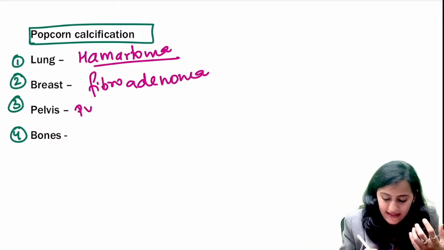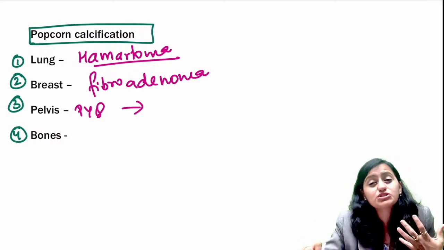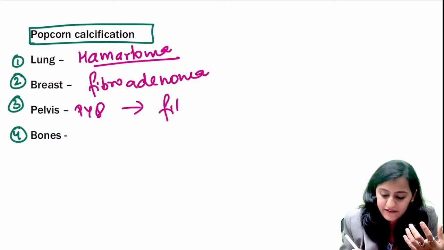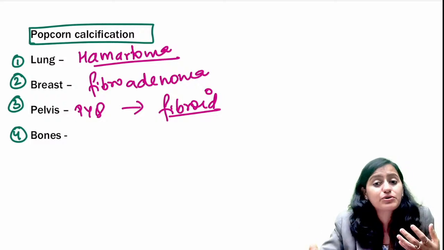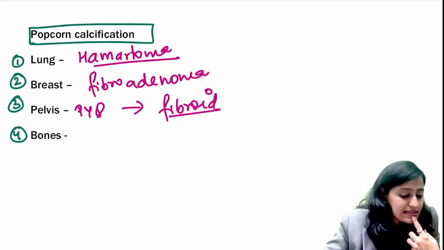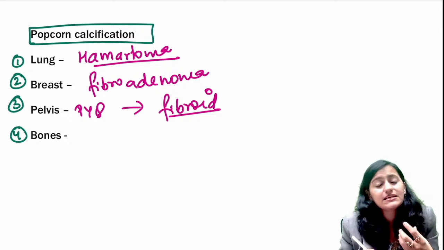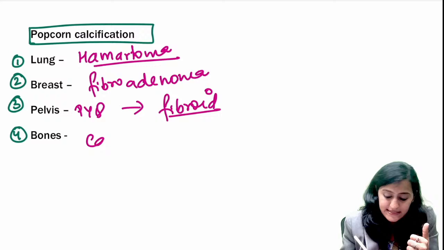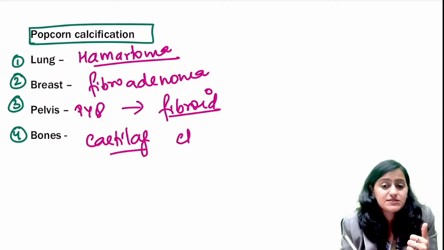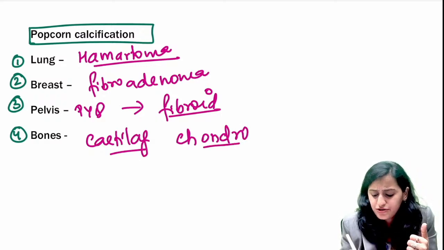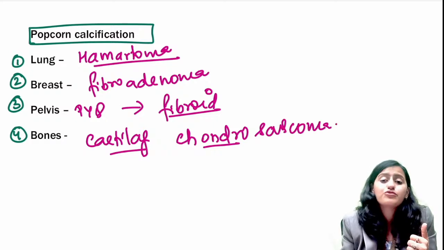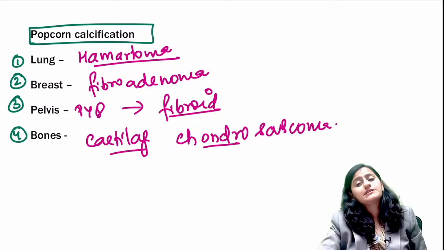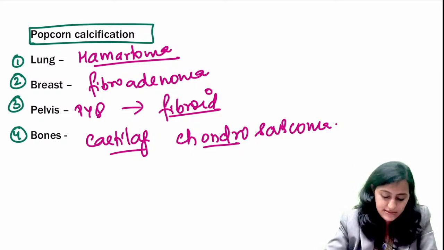In the pelvis, again, this is a PYQ question. It came in FMG. Postmenopausal female with calcified fibroid gives popcorn calcification. So fibroid, like fibroadenoma, shows popcorn calcification. In the bone, popcorn calcification is generally seen in cartilaginous tumors, like chondrosarcoma. So remember it is not in osseous tumors but in cartilaginous ones.